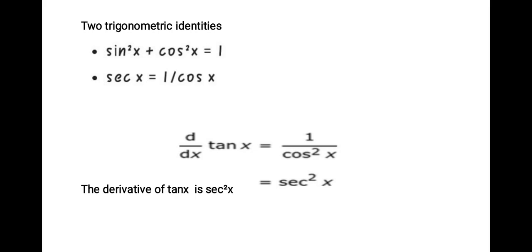Two trigonometric identities: sine squared x plus cosine squared x is equal to 1. Secant of x is equal to 1 over cosine x. So, d/dx tan x is equal to 1 over cosine squared x. The derivative of tan x is secant squared x.